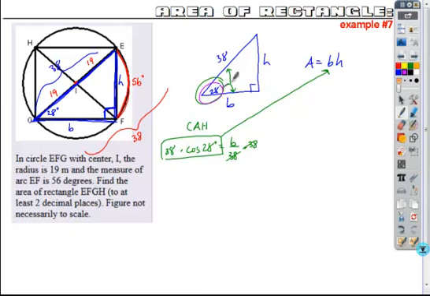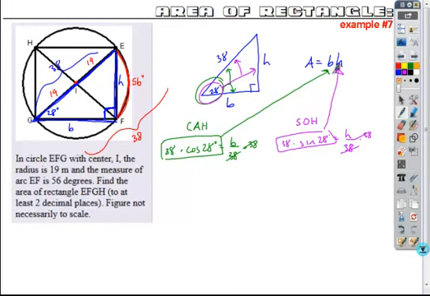I'm going to do the same thing with my H value. With respect to this angle, H is opposite, and I have my hypotenuse. So opposite and hypotenuse are related by which trig ratio? Sine. So I know that the sine of 28 degrees is equal to opposite H over hypotenuse 38. So if I multiply both sides by 38 once again, this allows me to solve for H.